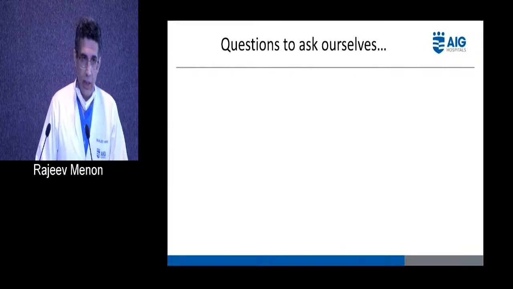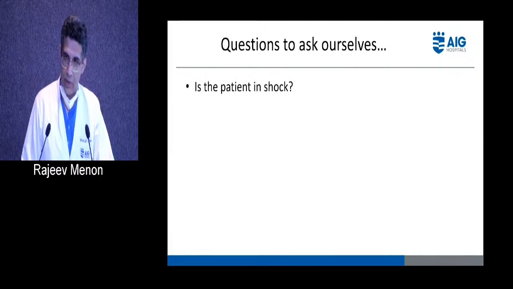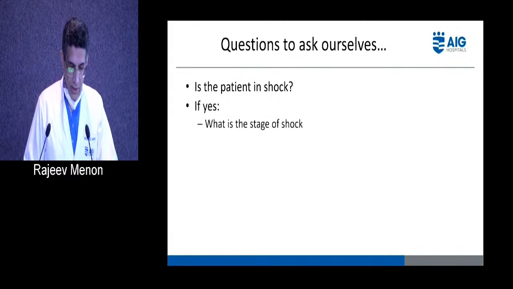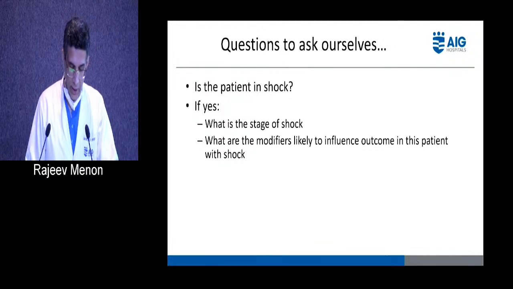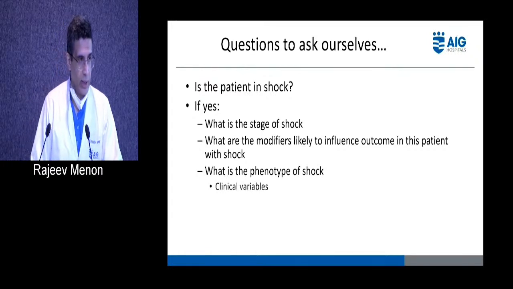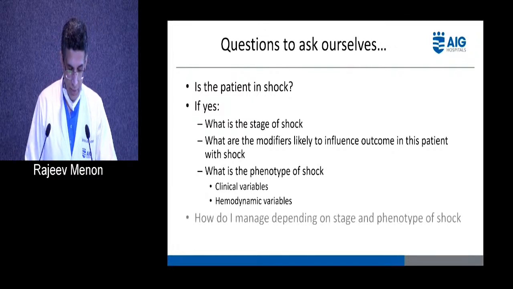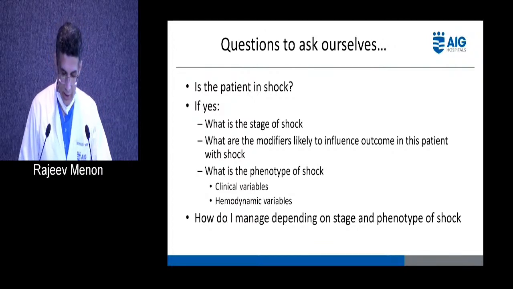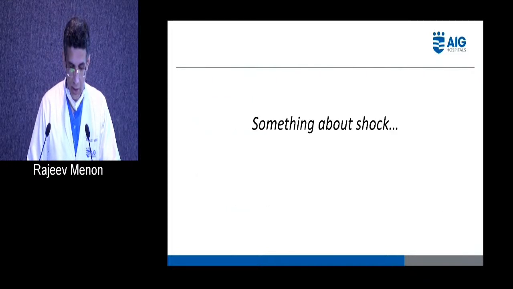So whenever we deal with a patient in shock, there are certain questions which we need to ask ourselves. First, of course, it starts from the fundamental aspect, whether the patient is in shock. If yes, then what is the stage of shock? What are the modifiers likely to influence the outcome in this patient with shock? What is the phenotype of shock? And we look at the clinical variables as well as the hemodynamic variables to identify the phenotype of shock. And finally, how do I manage, which I'll just touch upon because there are other speakers who will be going into the details of how to actually manage that particular type of shock.